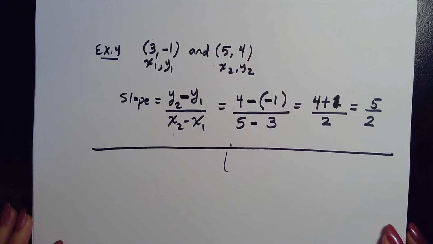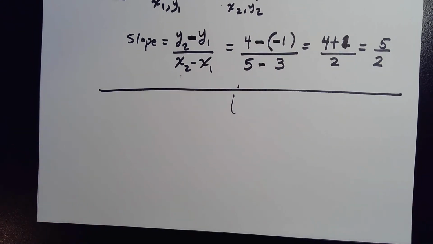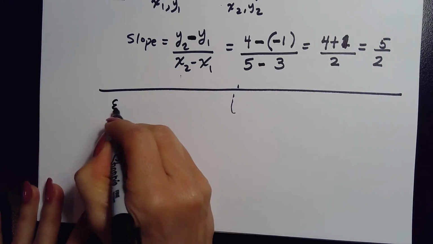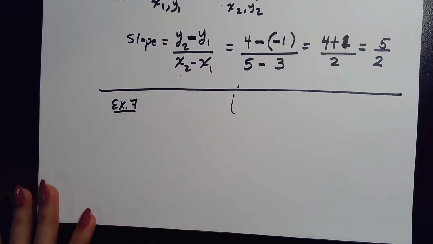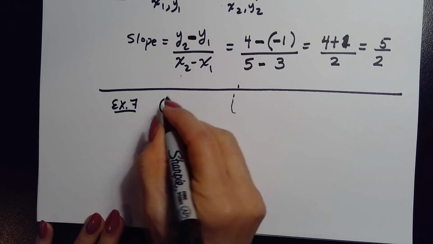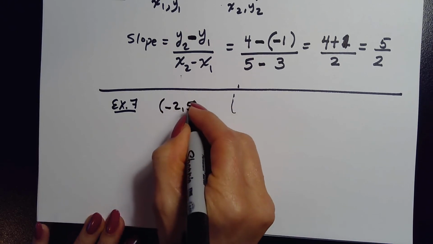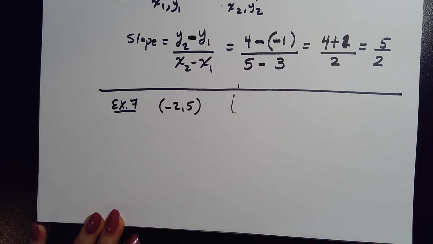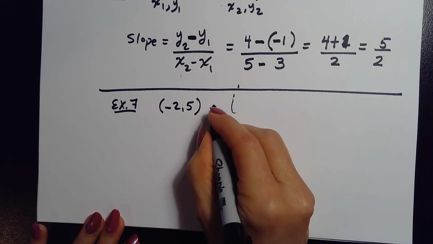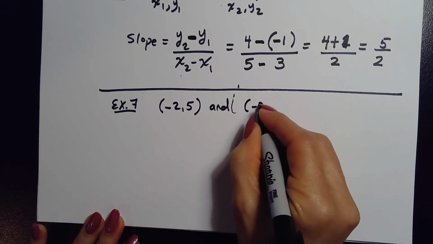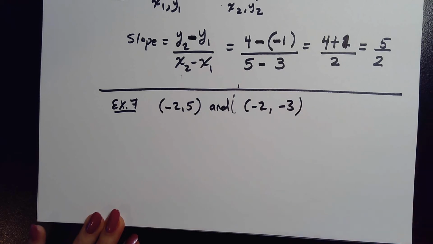Now let's do example 7 on that same page. The two points that I have are negative 2 comma 5 and negative 2 comma negative 3.